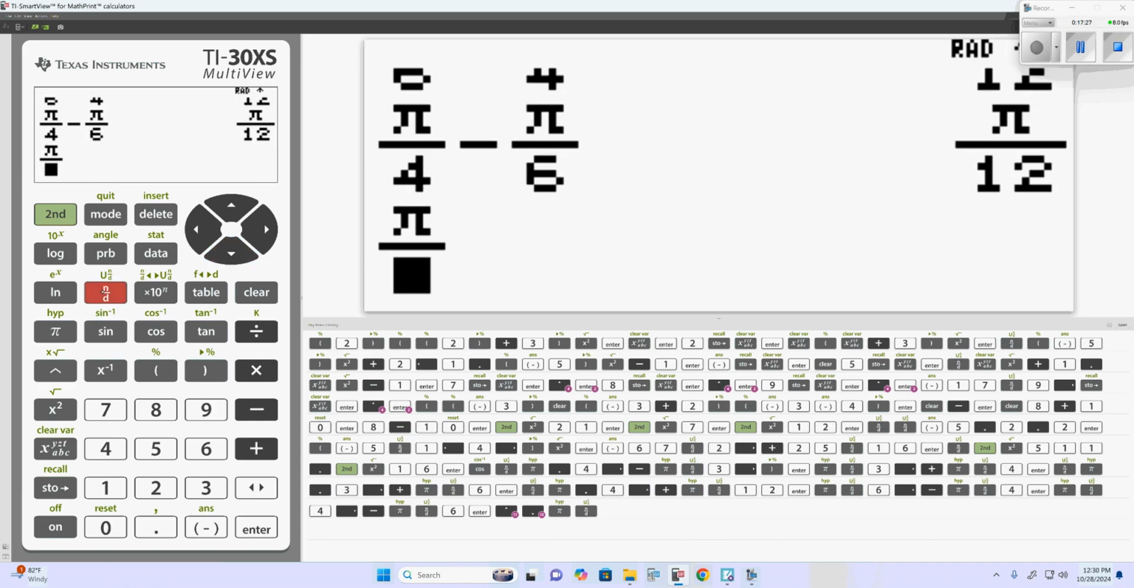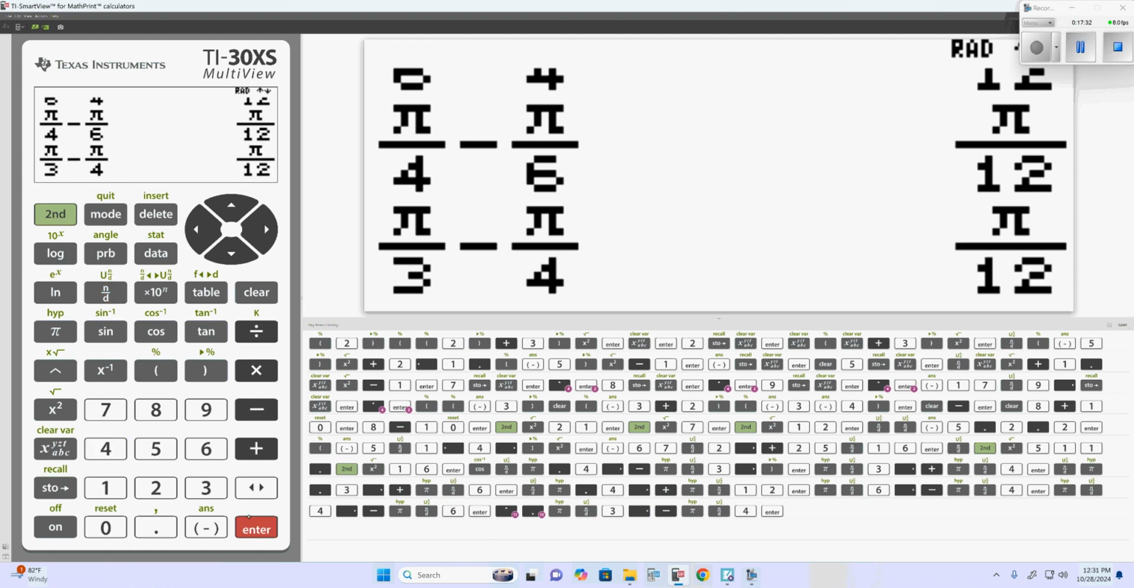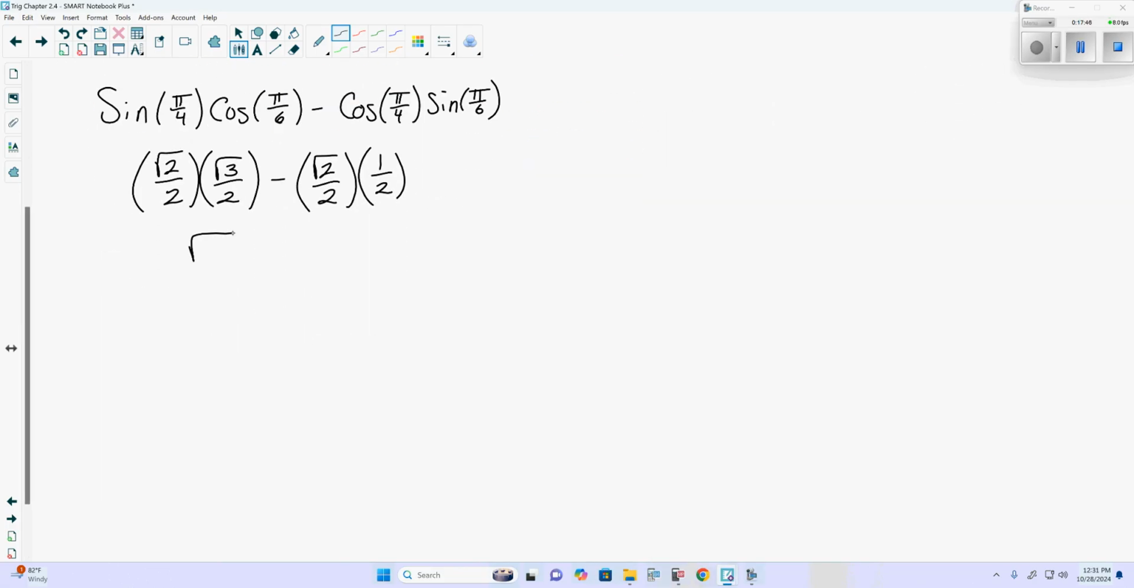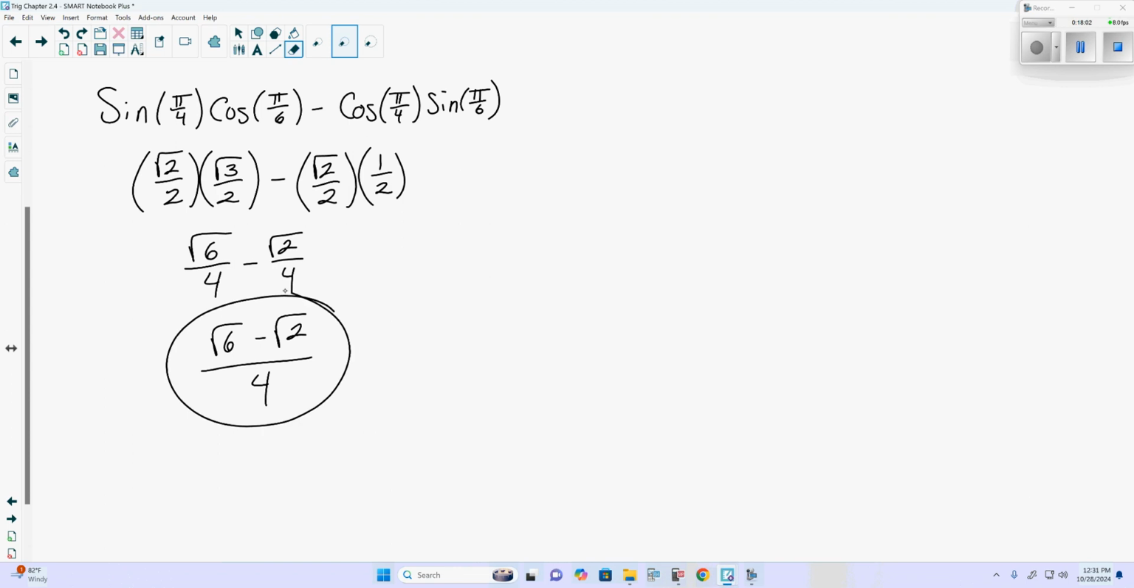I wonder, pi over 3 minus pi over 4 also gives us pi over 12. So we could use that one too. But no matter which ones we use, here, square root of 2 times square root of 3, square root of 6 over 2, minus, not 2, because 2 times 2 gives us 4. We'll still get to the square root of 6 minus square root of 2 over 4.